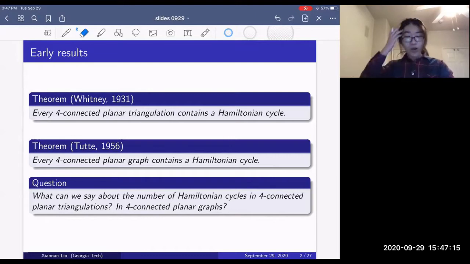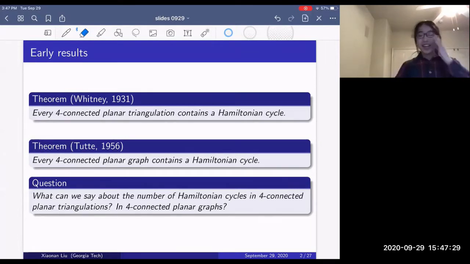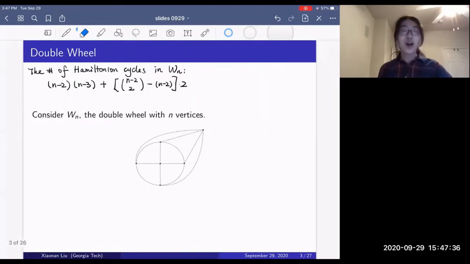Now one natural question comes: what can we say about the number of Hamiltonian cycles in four-connected planar triangulations, or in four-connected planar graphs? Let's first look at some results about this question. Let's first look at one kind of graph, the double wheel graph.